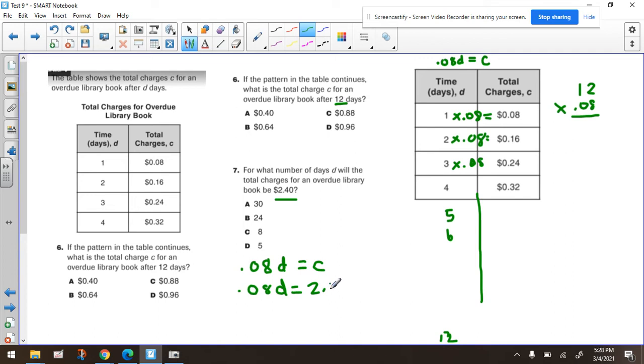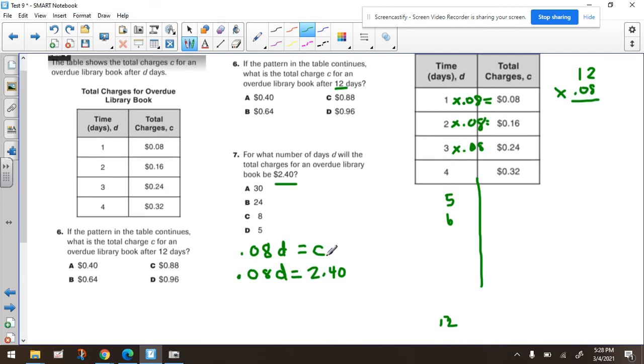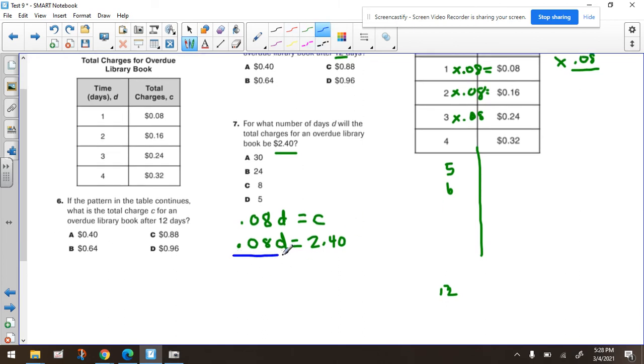Now when we think about how to solve an equation like this, you ask yourself, what's the opposite? First, find the variable. Here's the variable right here. Ask yourself, what's happening to the variable? It's being multiplied by 8/100. What's the opposite of multiplying a variable by 8/100? The answer is to divide by 8/100. So we're going to do that on both sides of the equation.